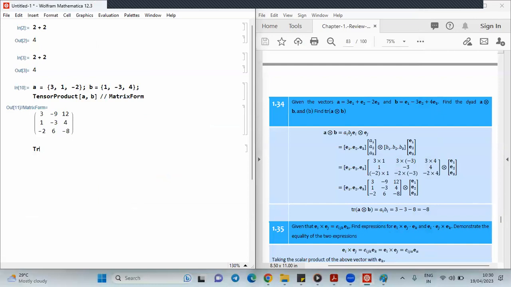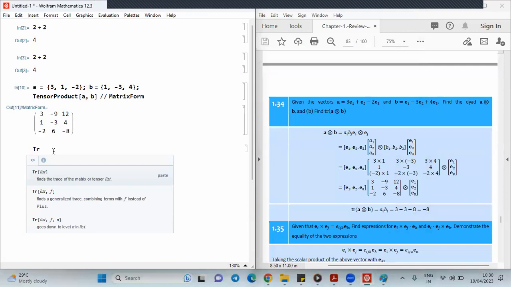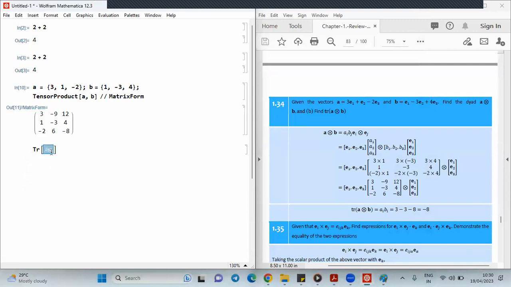I will press enter and press my downward arrow. TR is looking for a matrix that it calls list here. What's the matrix that we can give this TR for us to find the trace that was asked of us in our question? Well, we are looking for the trace of the tensor product of A and B. So we have the trace of the, we now put in tensor products between A and B.